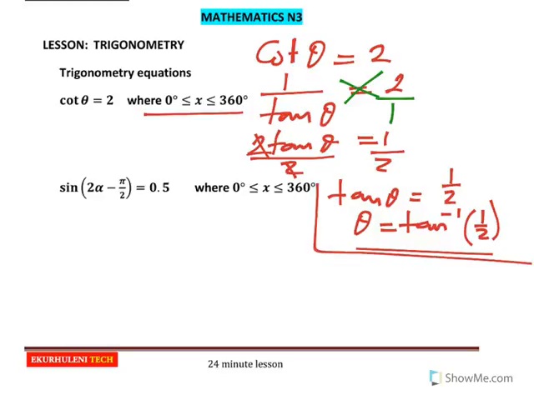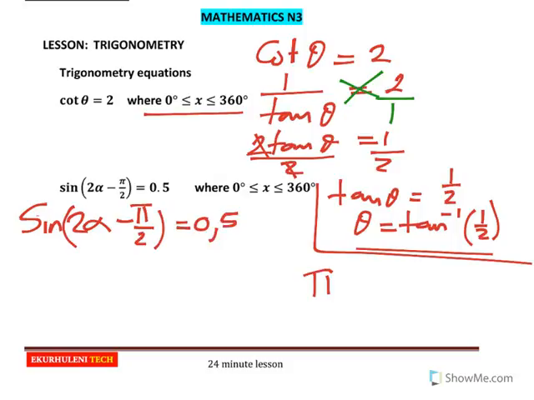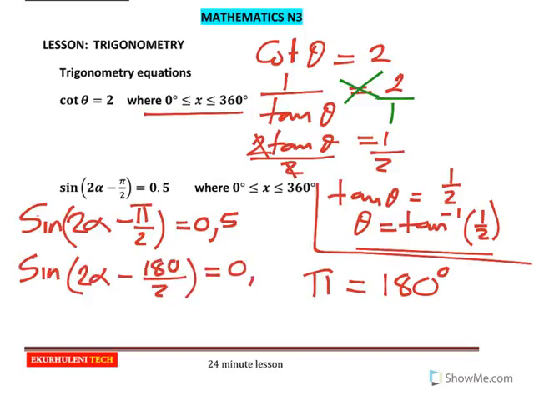Now, the other one that is interesting is this one: sine of 2 alpha minus pi over 2 is equal to 0.5. What you do again is the same thing. Now what you must remember is pi is equal to 180 degrees. So this is the same as sine of 2 alpha minus 180 over 2 is equal to 0.5. The next step is the same as what we did. 180 over 2 is 90 degrees, so sine of 2 alpha minus 90 degrees is equal to 0.5.